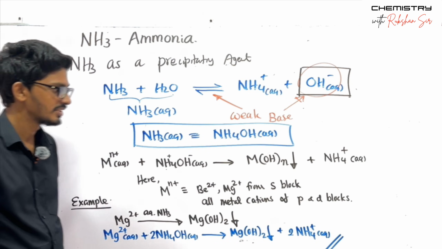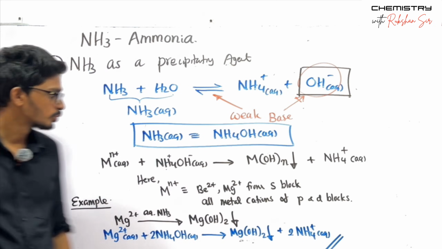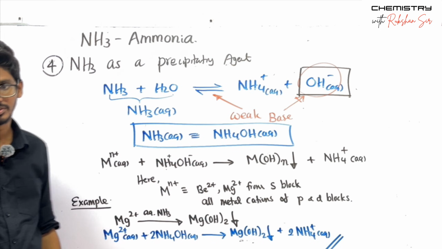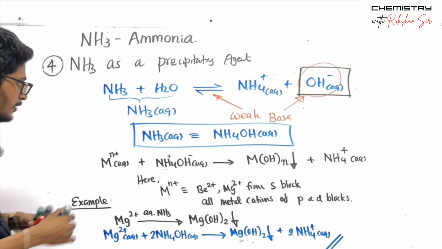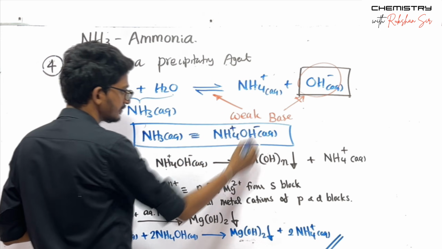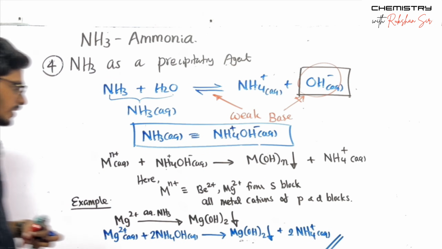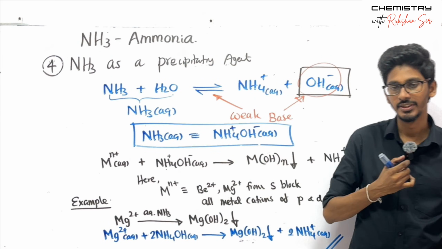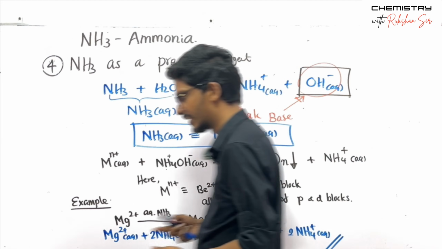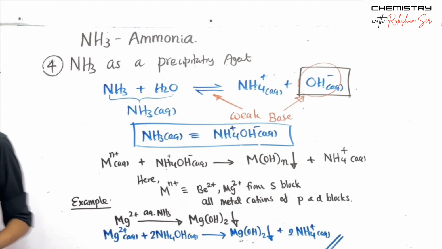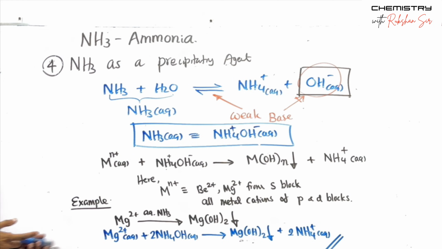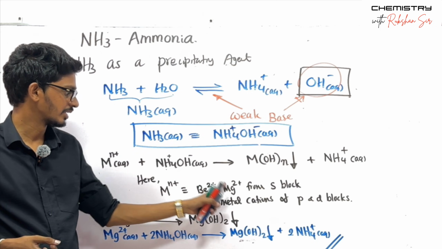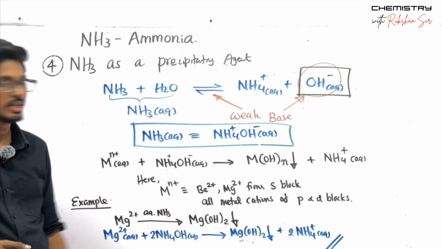The precipitation reactions are just ion exchanges. So to do that, the aqueous ammonia should be written in the form of NH4OH aqueous, where the 2 ions are appearing. Right? Okay. There is the fourth kind of reactions available with NH3. NH3 as a precipitating agent is able to precipitate the hydroxides from all the cations which are capable of precipitating hydroxides. Those are basically beryllium 2 plus and magnesium 2 plus ions from the S block, and all the metal cations from P and D blocks.